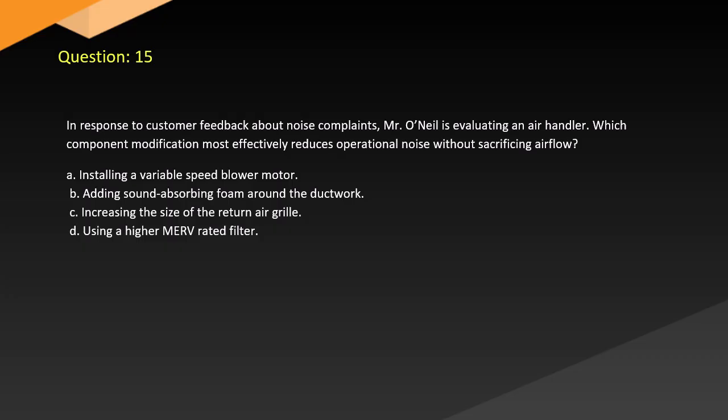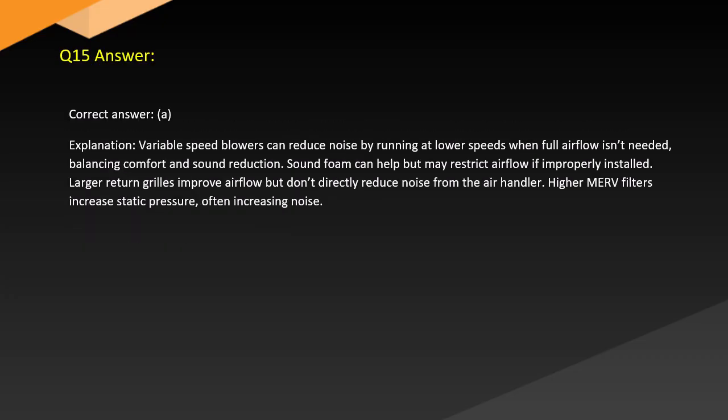A. Installing a variable speed blower motor. B. Adding sound absorbing foam around the ductwork. C. Increasing the size of the return air grill. D. Using a higher MERV rated filter. Answer. Correct answer, A.